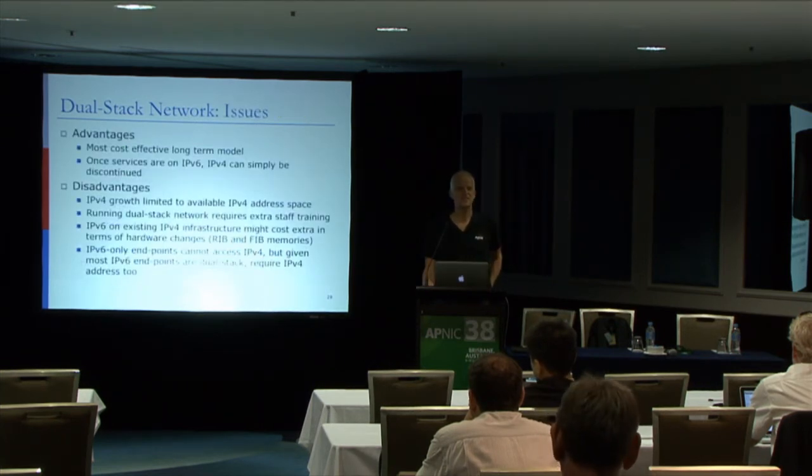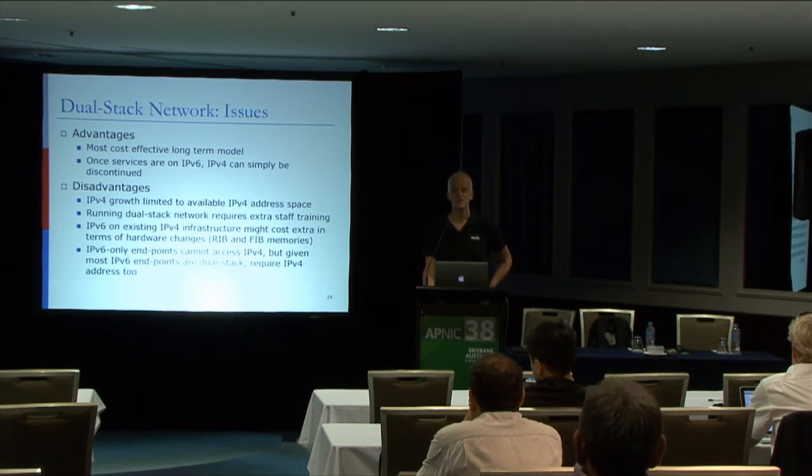Advantages: most cost-effective long-term model. All you have to do is run your network equipment with v4 and v6. Once everything's on v6, turn off v4. Disadvantages: v4 growth limited by v4 availability. Running dual stack requires extra staff training. I've done enough BGP workshops where I throw in a v6 component, people get excited, it's a v6 workshop. And then after day 2, they go, it's boring, because the numbers are different, everything else works the same as far as the network infrastructure goes. So deploying v6, once you get a handle on the numbers and the big address space, it's boring. It works and looks the same way as v4.